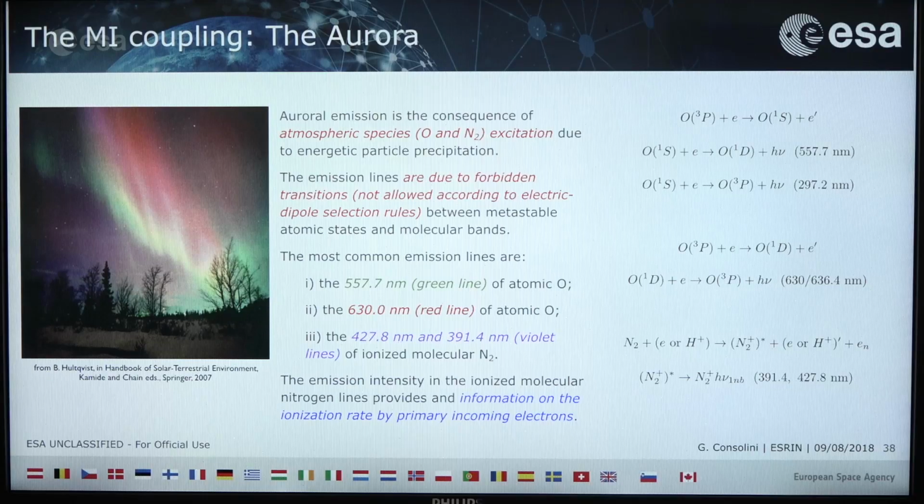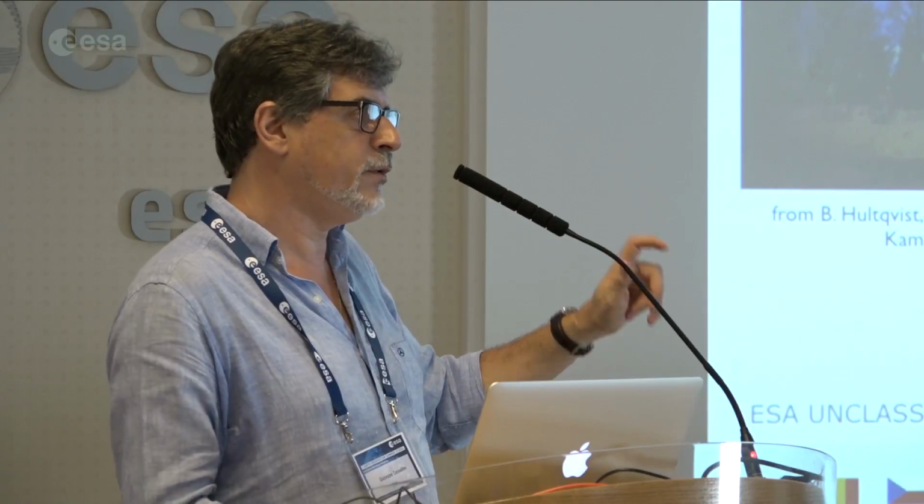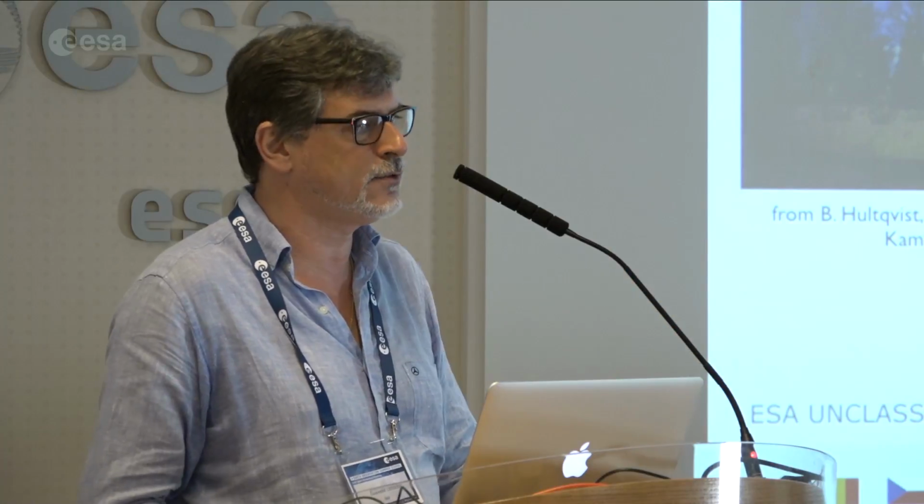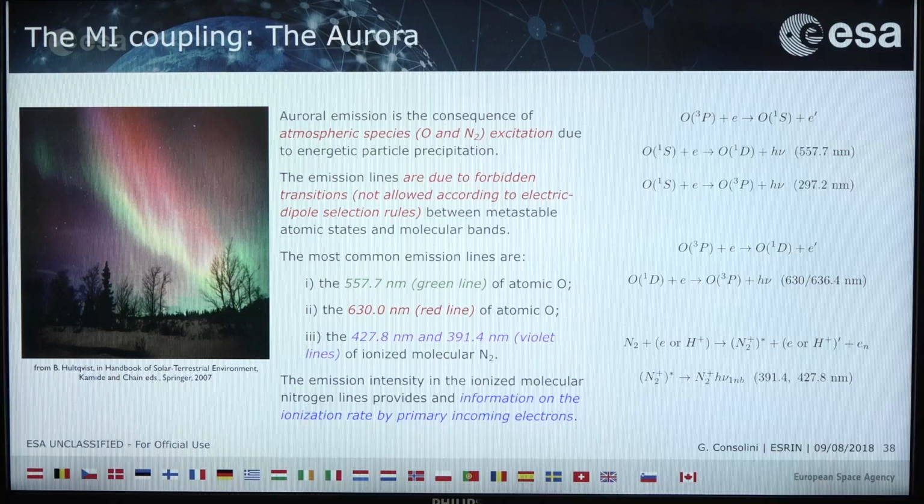So the most common lines are the green lines and the red lines. These are the most famous and most prominent lines, although the most energetic line is the one related to the ionized molecular nitrogen. Here is the transition, okay? Because this emission is directly connected with the energy of the incoming electrons, if we measure the relative luminosity between this line and the other two, we can get information about the energy of the incoming electrons in the high latitude ionosphere.